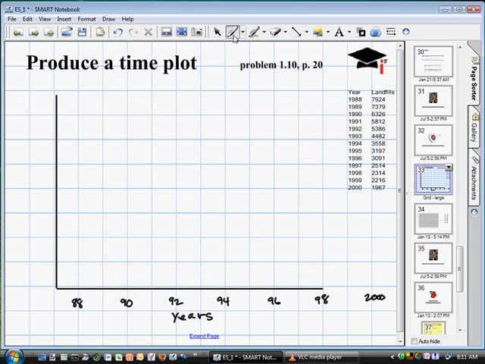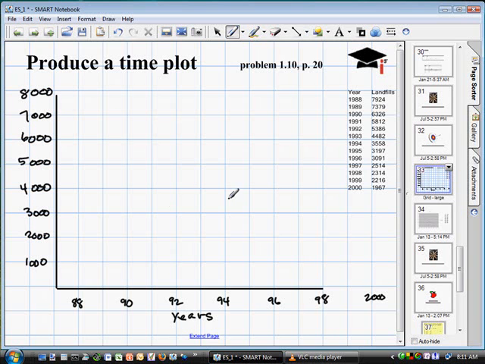Okay, so let's have this be 1,000, 2,000, 3,000, etc. And that'll be accurate enough, because that'll bring us up to 8,000, and that's as high as we need to go.